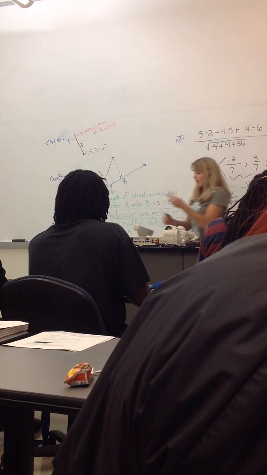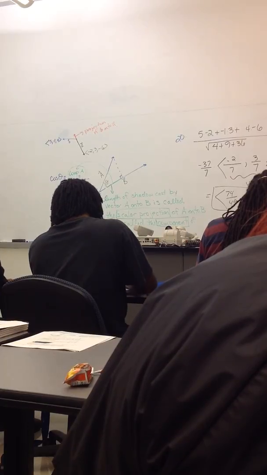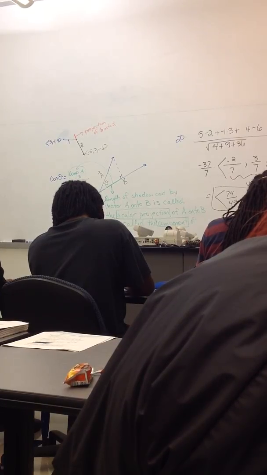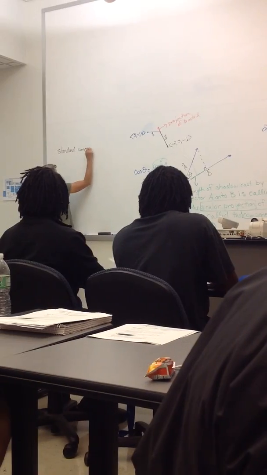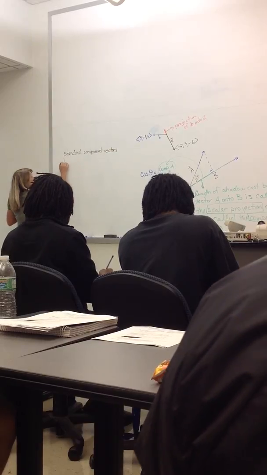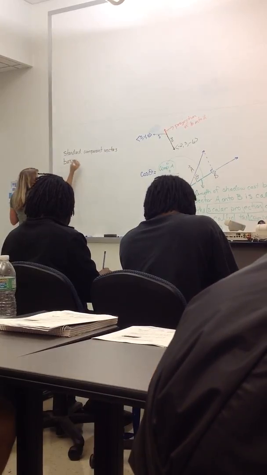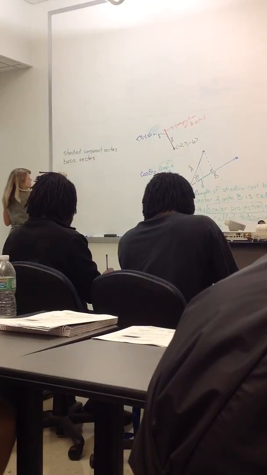Okay, so you guys, in this problem, one thing to point out is the i, the j, and the k. In our class, those are called the standard component vectors. I know this was on your quiz. In linear algebra, it's just called the basis vectors. Just different names for the same thing.